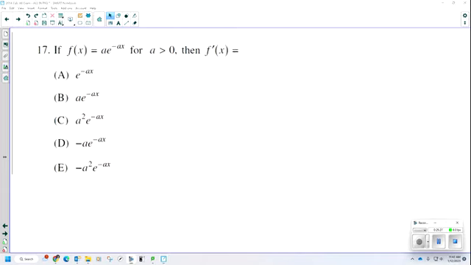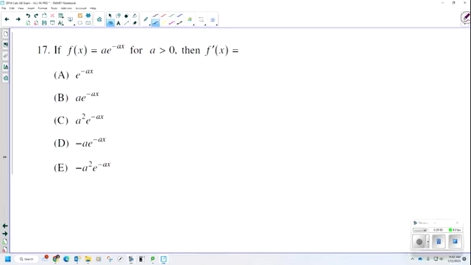We've had a lot of pretty rigorous problems in this group, 11 through 20. So 17, for looking as freaky as it is, is a nice, easy one. If f of x equals a times e raised to the -ax for all values of a that are positive, then f prime of x is. I've just got to take the derivative of our function here.